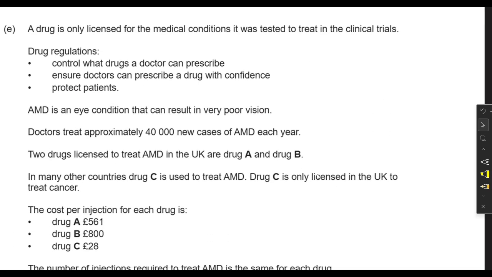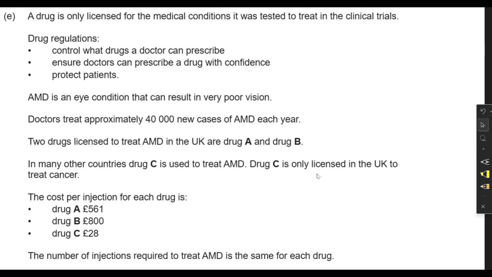So let's talk about this question now quickly. This question is from I think 2026 or 2025. A drug is only licensed for the medical condition it was used to treat in the clinical trials. Drug regulations control what drug a doctor can prescribe. It ensures the doctors can prescribe a drug with confidence and protect patients. AMD is an eye condition that can result in very poor vision. Doctors treat approximately 40,000 new cases of AMD each year. Two drugs licensed to treat AMD in the UK are drug A and drug B. In many other countries, drug C is used to treat AMD, and drug C is only licensed in the UK to treat cancer and not AMD.